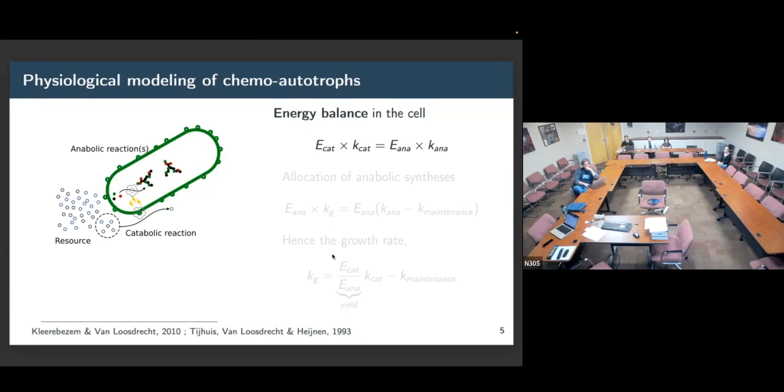the entirety of this energy acquired through the catabolic reaction is spent in synthesizing biomass. So we can write the balance of the energy in the cell, so the rate of energy acquisition, being yield E_CAT times the rate of the catabolic reaction, equals the rate of biomass synthesis times the energy required to synthesize 1 mole of biomass.